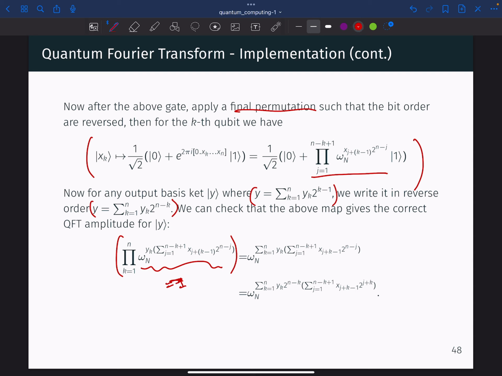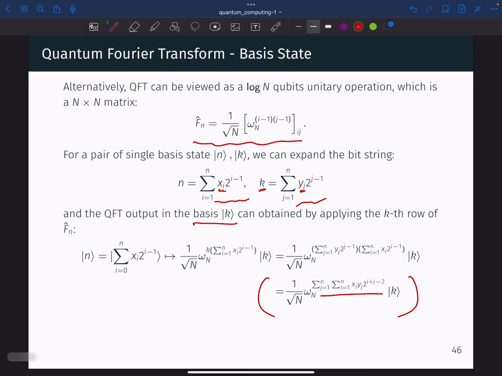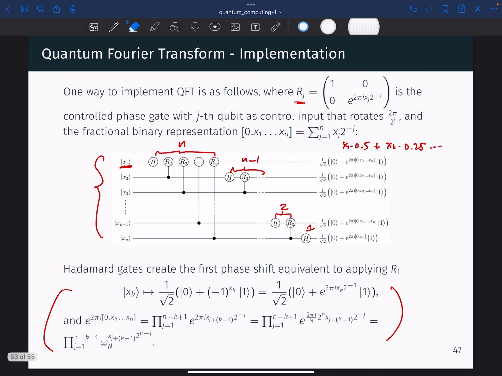And so if we move the product to the exponent, we'll get a summation here. And if you rearrange the terms, you'll find that this is exactly this form, which means that this operation is correct. And yeah, so that's how the quantum Fourier transform works.